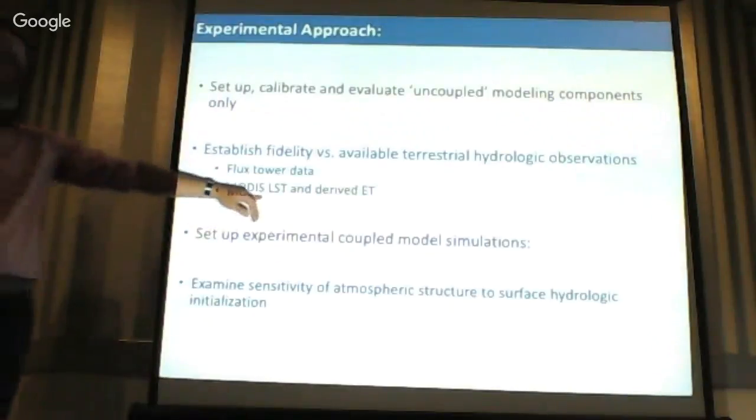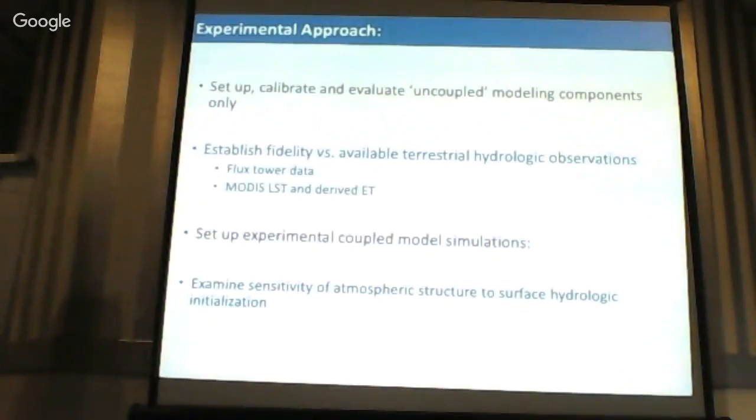From MODIS, land surface temperature is a bit closer to a direct observable coming from the satellite. The evapotranspiration product from MODIS is not an observable. It is very much a derived product. It has its own model that they use within that. So it is a reference, but I wouldn't call it truth in this case.